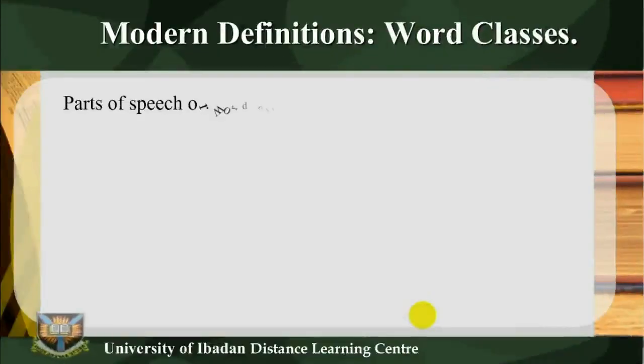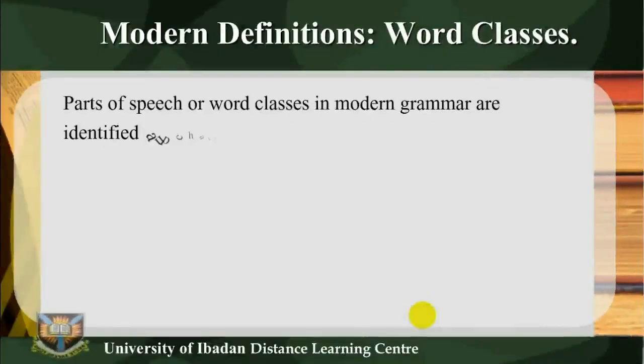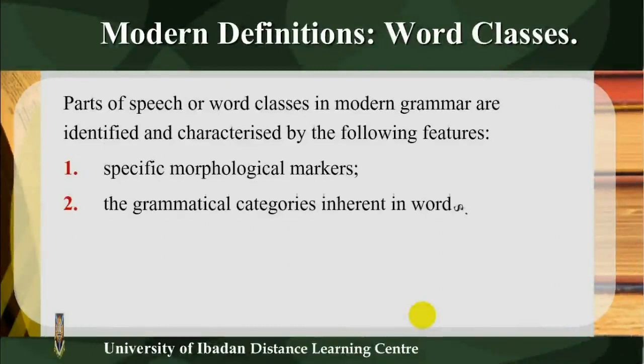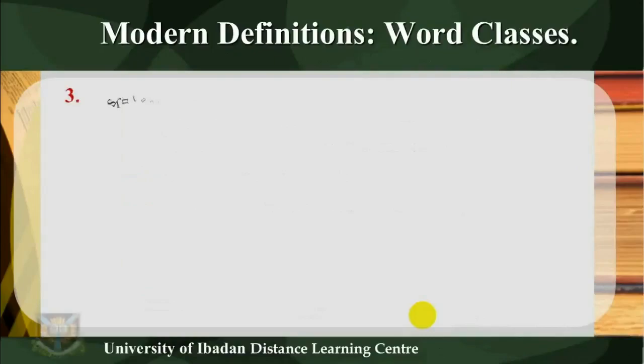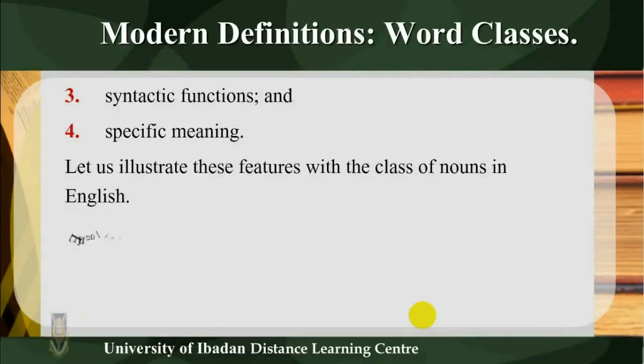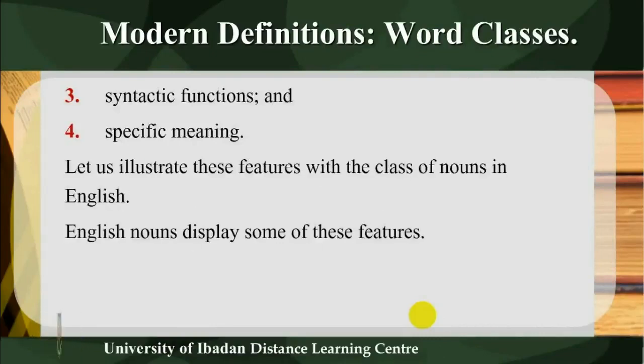Modern definitions. Word classes. Parts of speech or word classes in modern grammar are identified and characterized by the following features. 1. Specific morphological markers. 2. The grammatical categories inherent in words. 3. Syntactic functions. And 4. Specific meaning. Let us illustrate these features with the class of nouns in English.